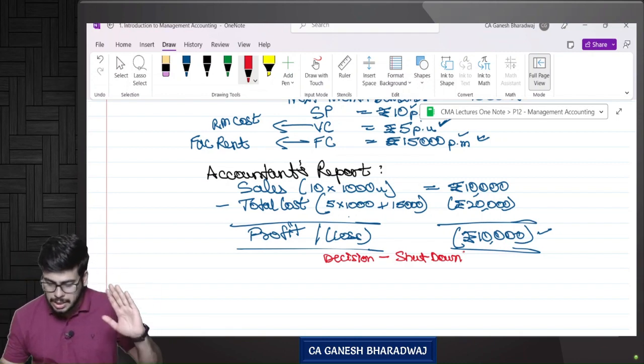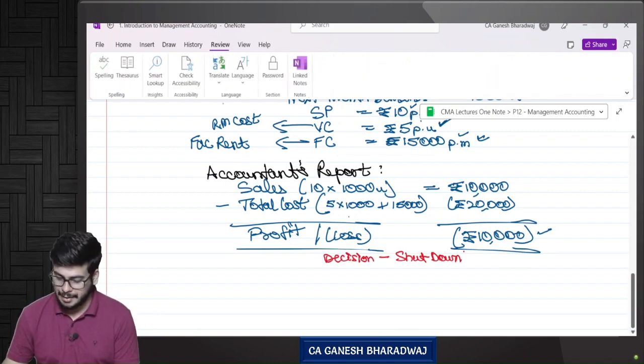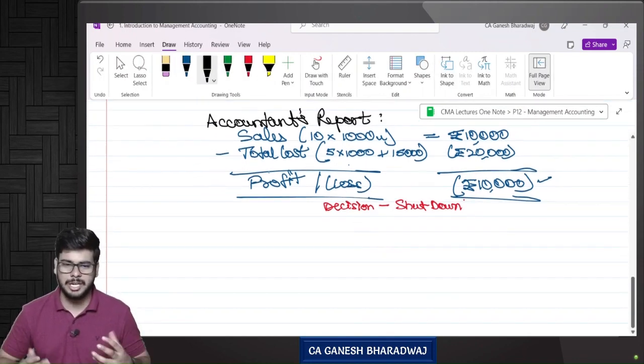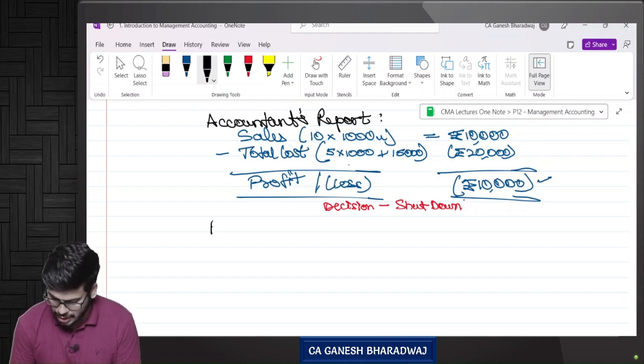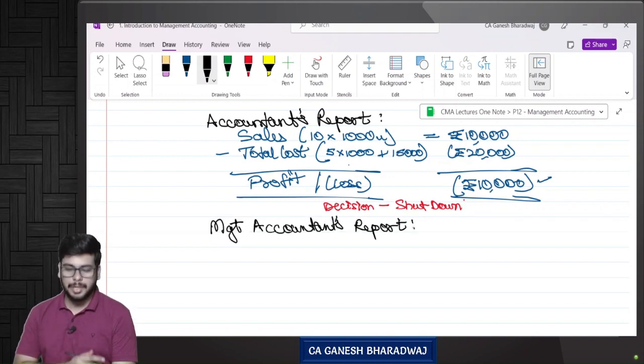Clear? Suppose you are a management accountant, how will the report be prepared? I will tell you. This is a very good example, not there in your study material. I feel that this is the right way to actually learn the subject. So if you were a management accountant and you were to prepare a report, now I will tell you how you will prepare it.